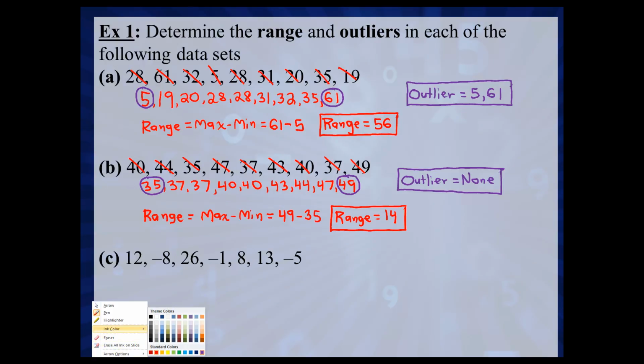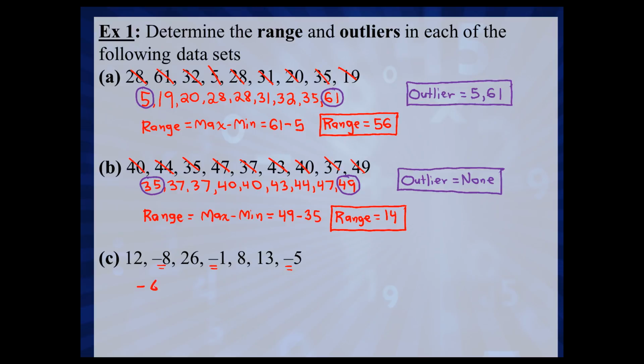Okay, and then the final one. This one's a bit trickier because now we have some negative numbers. Okay, so the minimum value in terms of number, you can visualize this on a number line in terms of identifying what's smallest. So if my negative numbers, I have -8, I have -1, and I have -5. Which of those would be the smallest number on a number line? It'd be -8. On a number line, -8 would be the furthest over to the left.